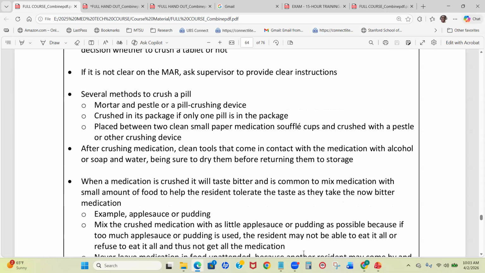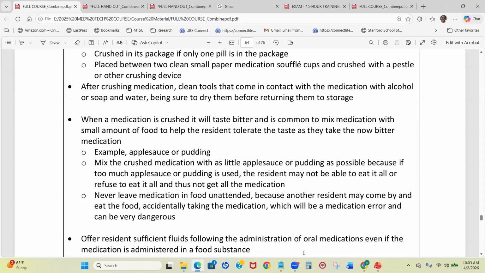And there are several methods to crush it. The mortar and pestle is long been done. They don't use it anymore. We have the pill crushers and they come in different shapes. So we'll see some in the lab when we meet to do the skills. You can crush it whilst it's in the package, then open it a little bit and pour it into your medicine cup. Or you can put it in a cup, crush it, and then put it in the medicine cup. After you are done crushing, make sure the pill crusher that you use, you clean it with an alcohol prep and put it back. Or you can use water and soap, wipe it clean and put it back in the storage for another person to use.